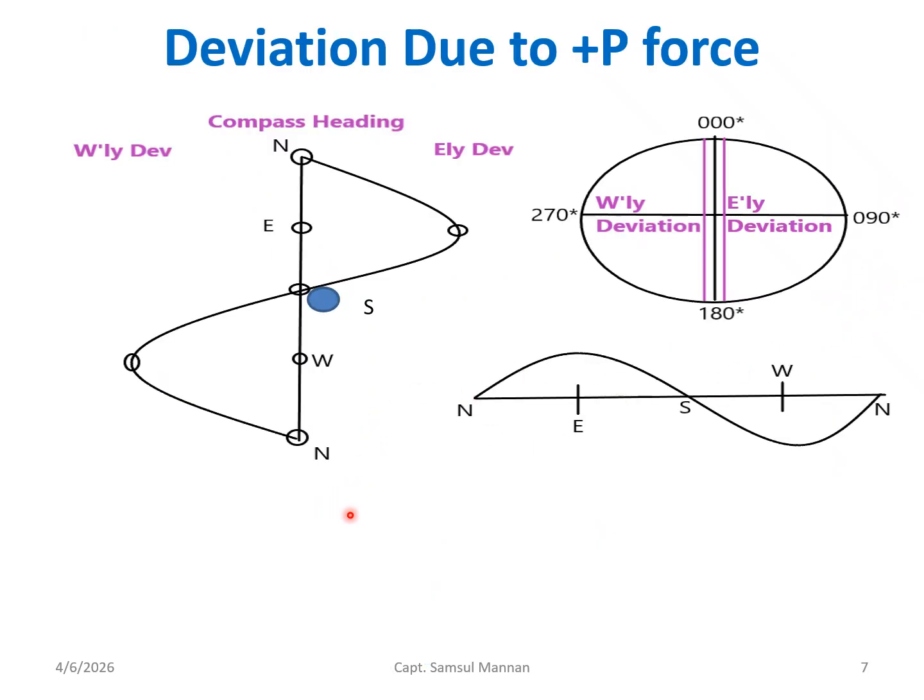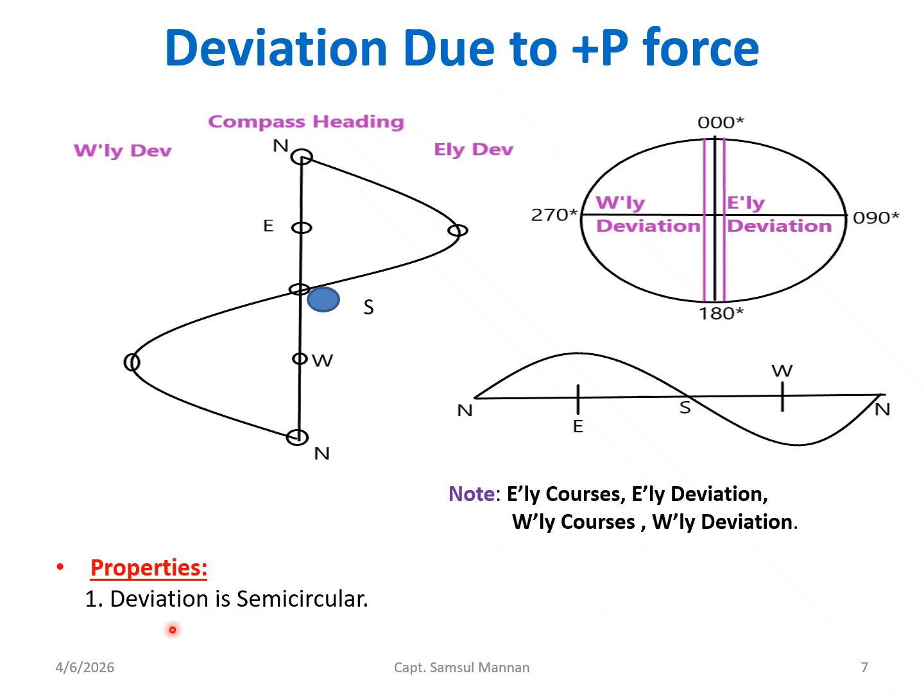So if we want to state the properties of deviation due to plus P force, we can say that with plus P force, in the easterly courses easterly deviation will occur, and in the westerly courses westerly deviation will occur, right?